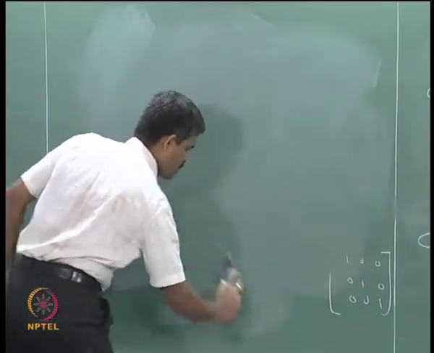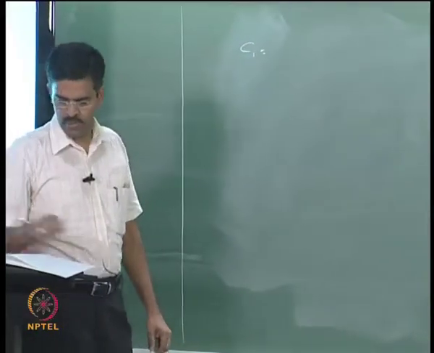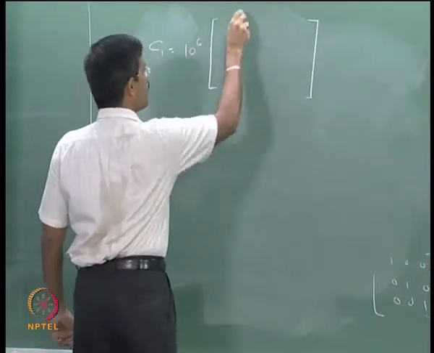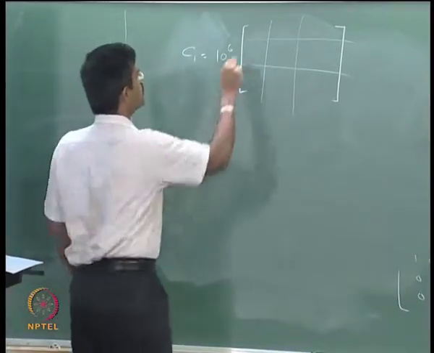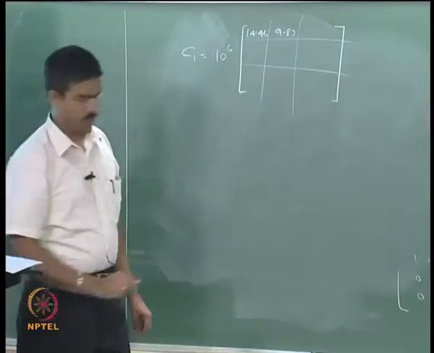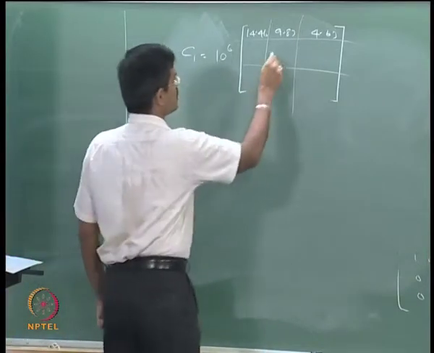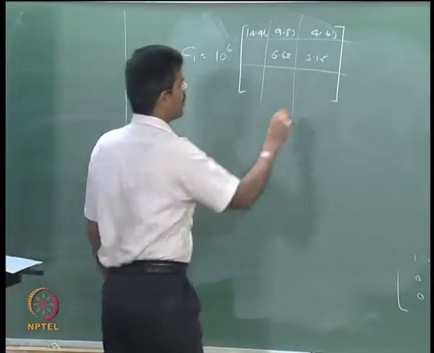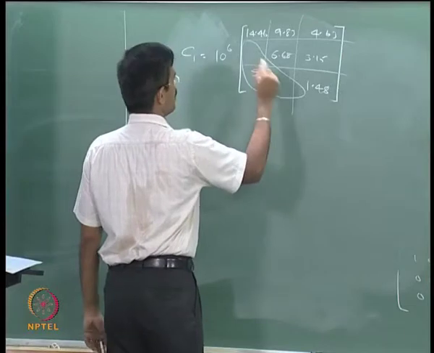You work it out. So I will give you the C1 here. C1 is given by 10 power 6 of, so 3 by 3 matrix: 14.46, 9.83, and 4.63, 6.68, 3.15 and 1.48, symmetry. This is my C1.